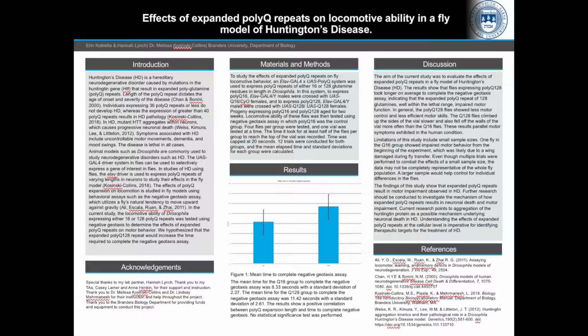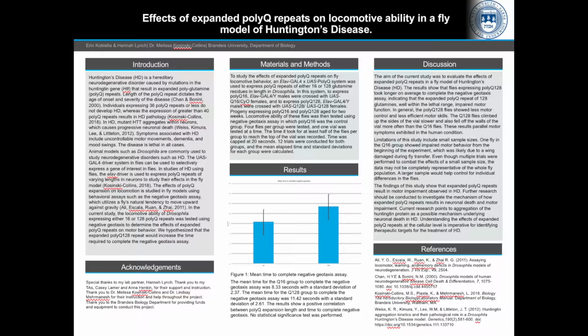So animal models such as Drosophila are commonly used to study neurodegenerative disorders such as HD. The UAS-Gal4 driver system allows you to selectively express a gene, and to selectively express in neurons, we use the ELAV driver specifically. Locomotion in flies can be studied using behavioral assays such as the negative geotaxis assay. This assay utilizes the fly's natural tendency to climb upward in response to a startle.